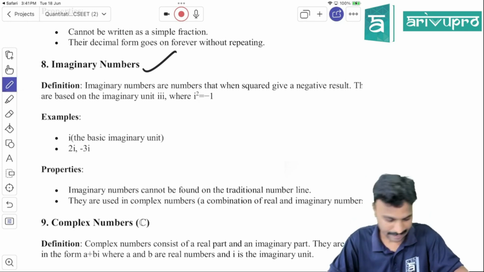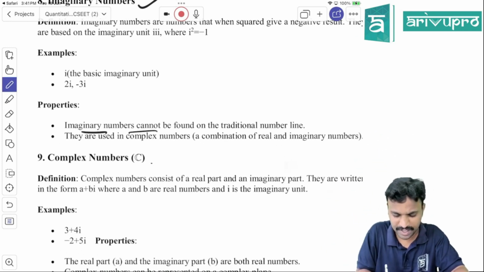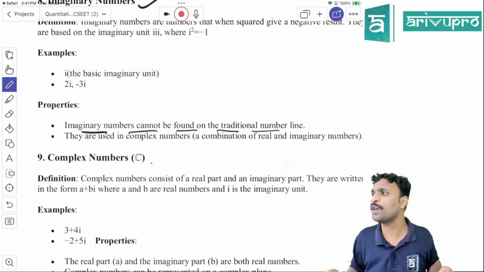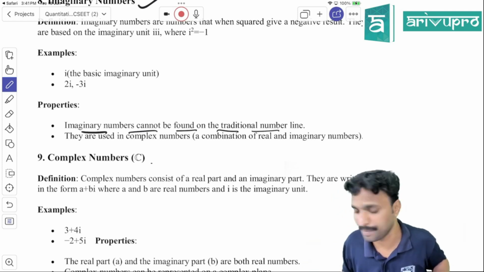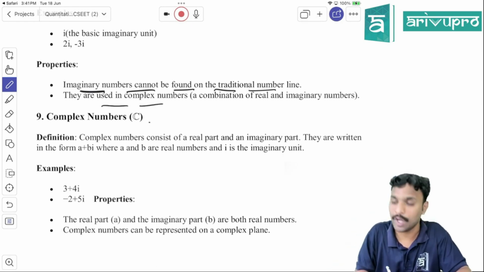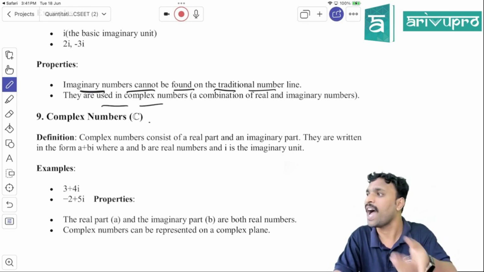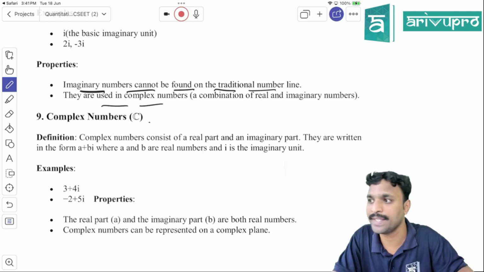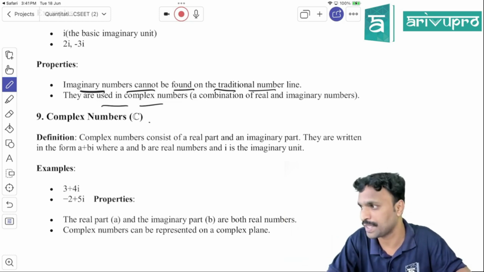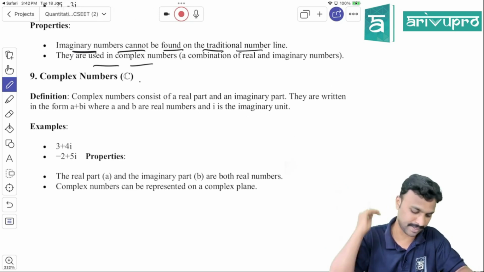Then the next thing is properties. Imaginary numbers cannot be found on the traditional number line. On the traditional number line, what you see are only the real numbers. Clear? Now, they are used in complex numbers. What is a complex number? It's a combination of real and imaginary. So imaginary numbers are required for a complex number, because real plus imaginary is the complex number.